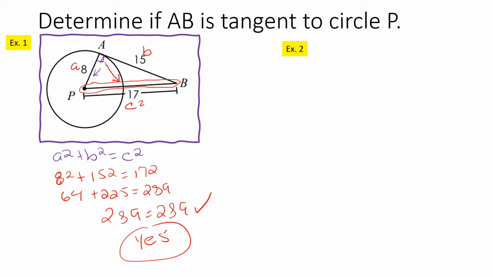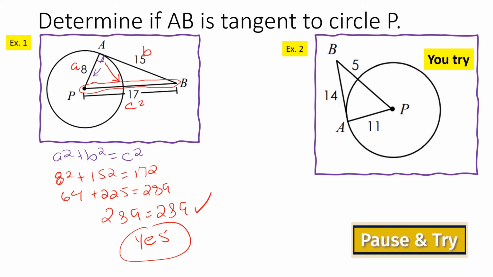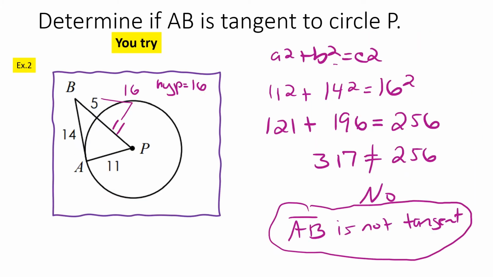And I would like for you to try this next example here. So go ahead and just pause the video and try this problem on your own. See if AB is tangent to circle P. So go ahead and pause the video. Okay, hopefully you got it correct. AB is not tangent to circle P.